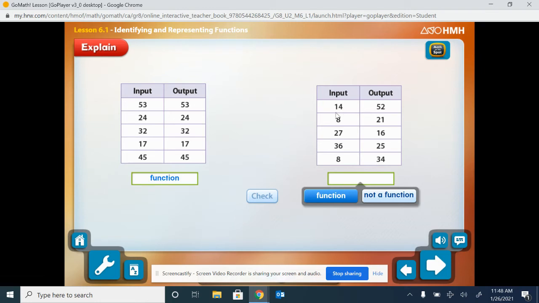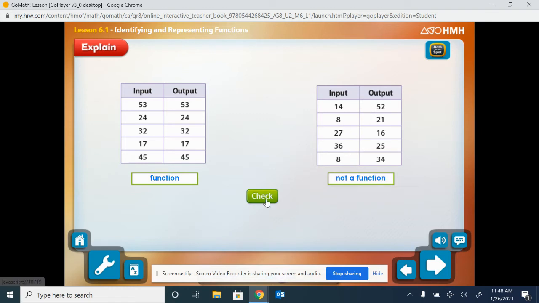Now here, the thing that sticks out at me is that 8, the repeating 8. See, 8 goes to 21 and also 8 goes to 34. So there's 2 arrows coming out of the 8. You see 2 8s. So that means this is not a function. Correct. The relationship on the left is a function, and the one on the right is not a function.